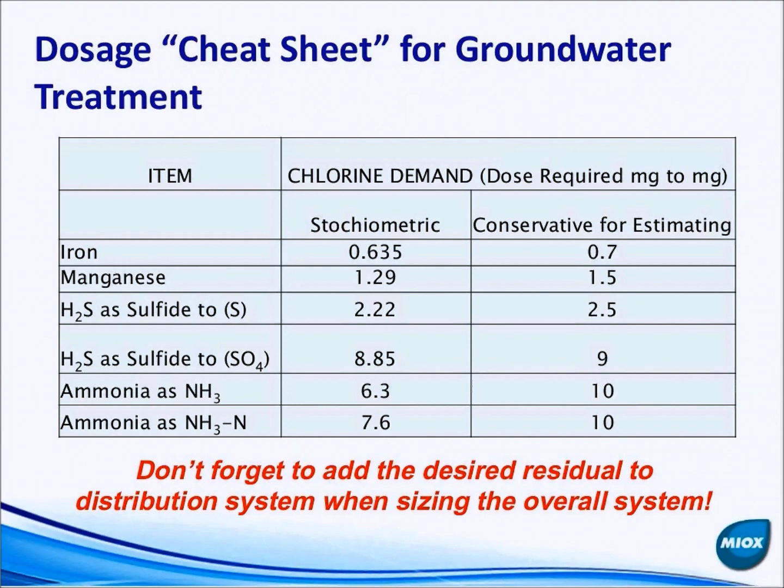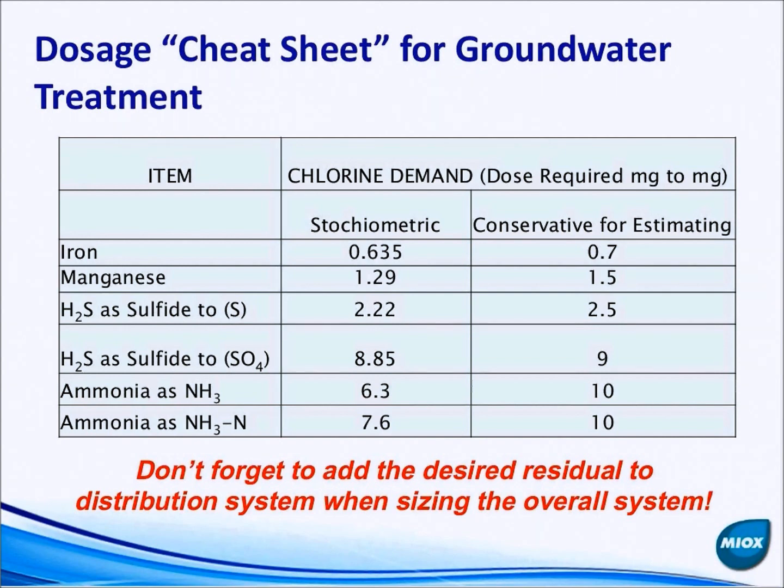This is a cheat sheet I like to provide to people. These are guidelines we would typically use to size systems. You'll see the variety of contaminants on the left-hand side, then the stoichiometric, or ideal, dosing ratio in the center column, and then the conservative ratio for estimating. Out of the box, we would normally use these conservative numbers to estimate.